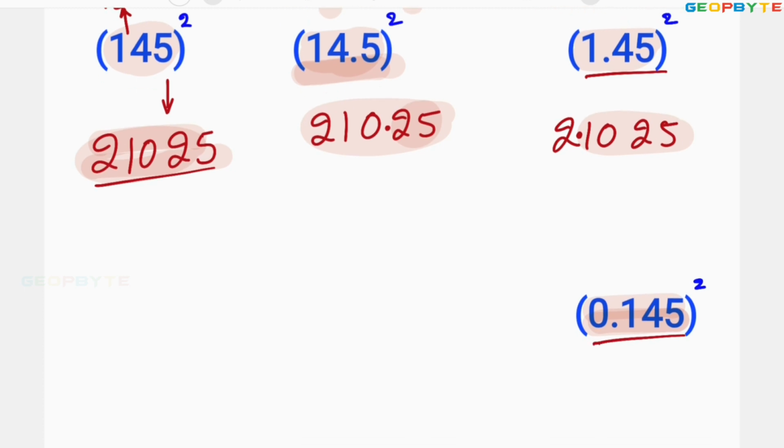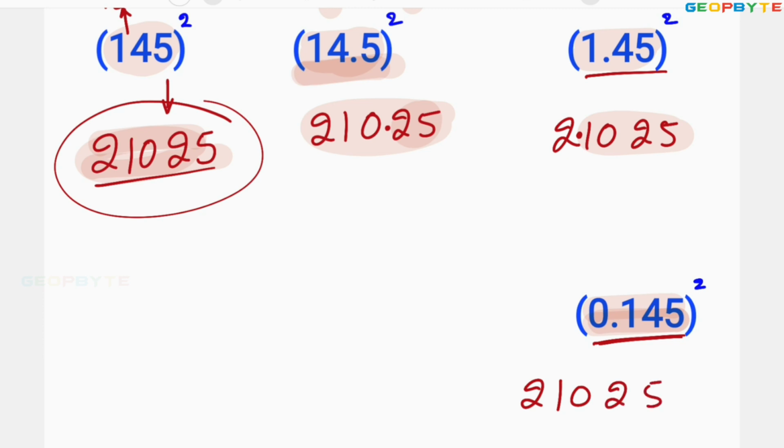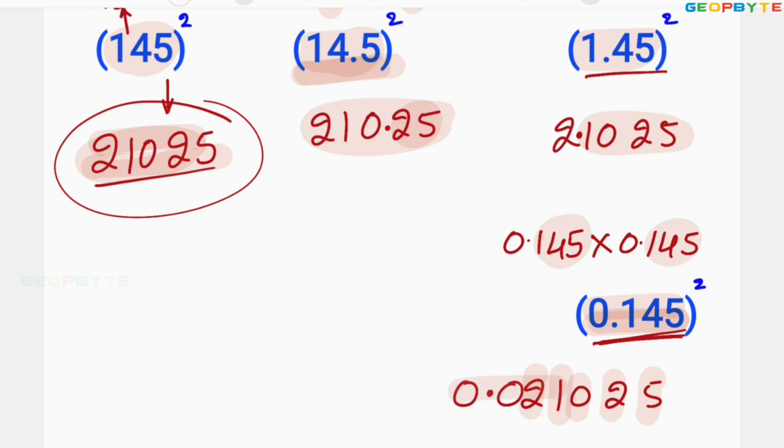Similarly, for 0.145 whole square also, you write the same value 21025. This 0.145 whole square you can write as 0.145 into 0.145. Count the digits. 3 plus 3, 6 after a decimal point. 1, 2, 3, 4, 5. But 6 are there. Make the 0. Right? Mark the decimal point. 0.021025 be the value of 0.145 whole square.